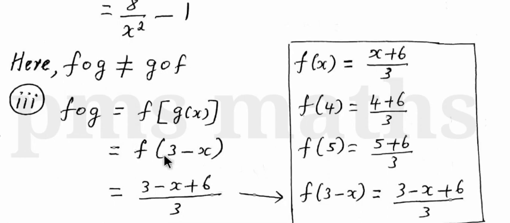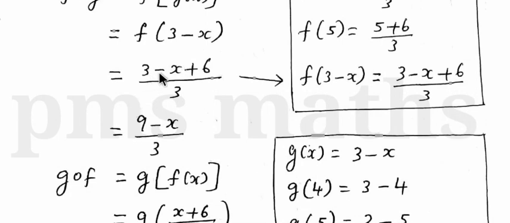Here we want f of 3 minus x. That means just substitute x is equal to 3 minus x on the right side. Therefore, f of 3 minus x is nothing but 3 minus x plus 6 whole divided by 3. That value can be substituted here. Then simplify. Here 3 plus 6 is nothing but 9 minus x, whole divided by 3. Now we got f of g.